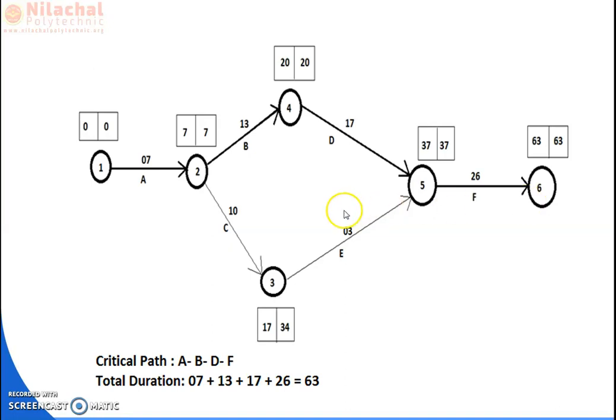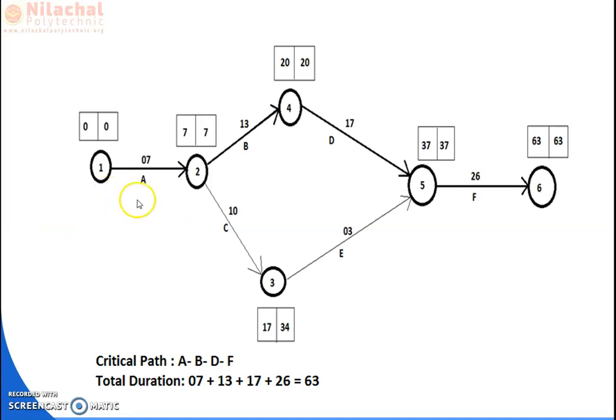Let's come to activity. Activity starts with an event and ends with an event. For example, for A activity, the start event is 1 and the end event is 2. The activity is represented by an arrow mark, and as the activity starts with 1 and ends with 2, the arrowhead will be at event 2.